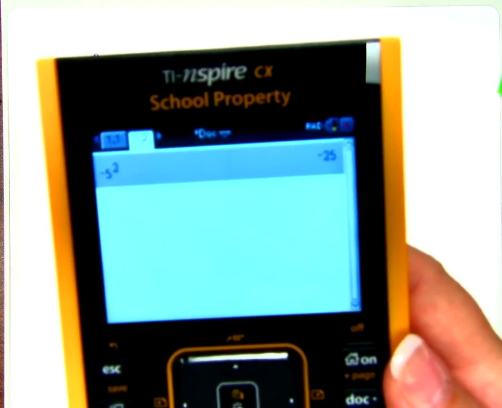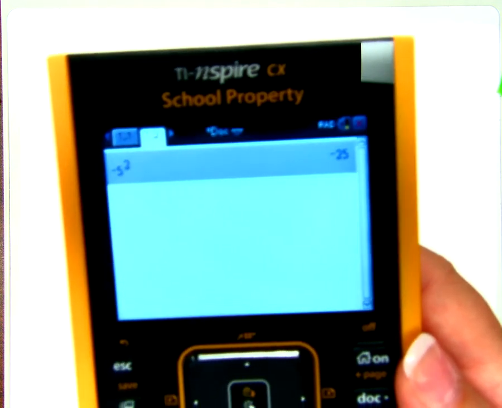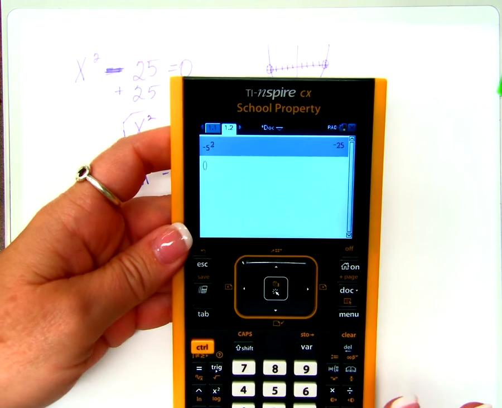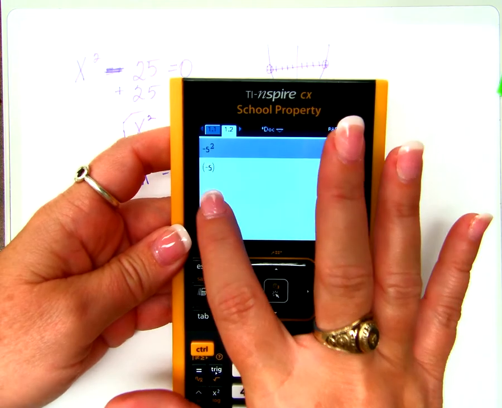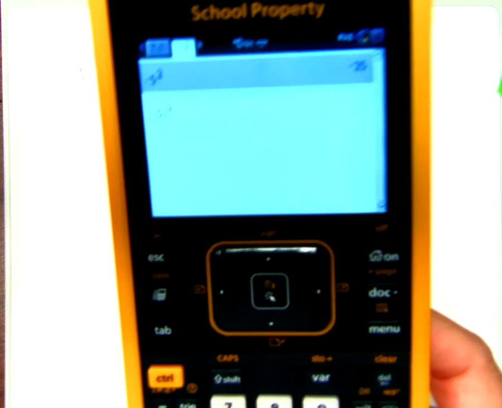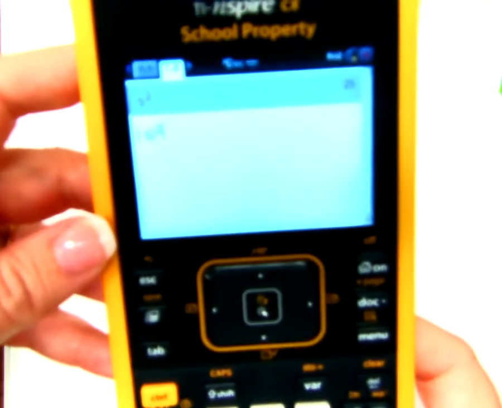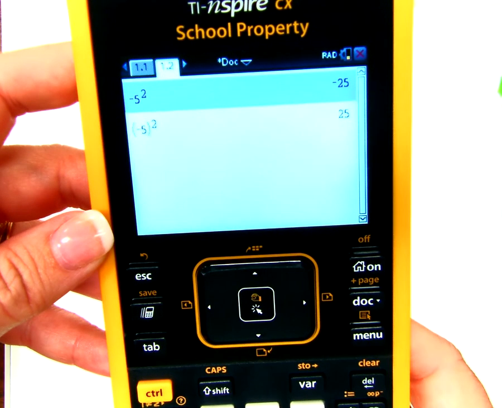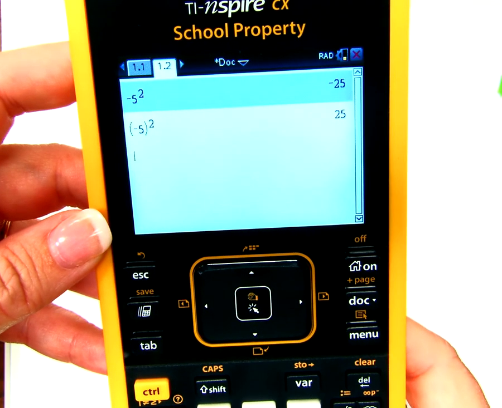Would you put it in? Yes, you have to if you're going to do it that way. I want the whole negative 5 to be what's squared. And when I do the whole negative 5 squared, dun, dun, then it shows me the answer is 25.